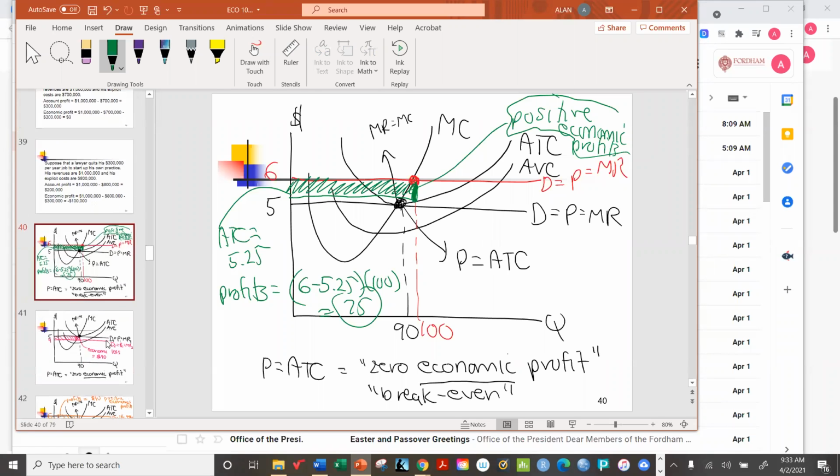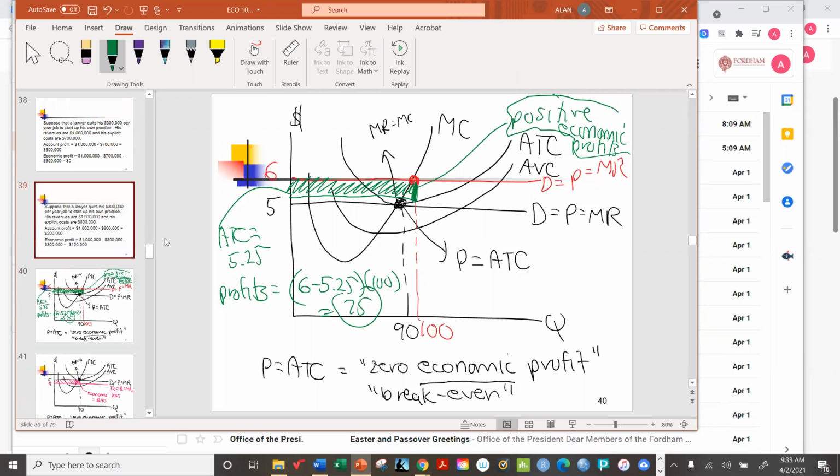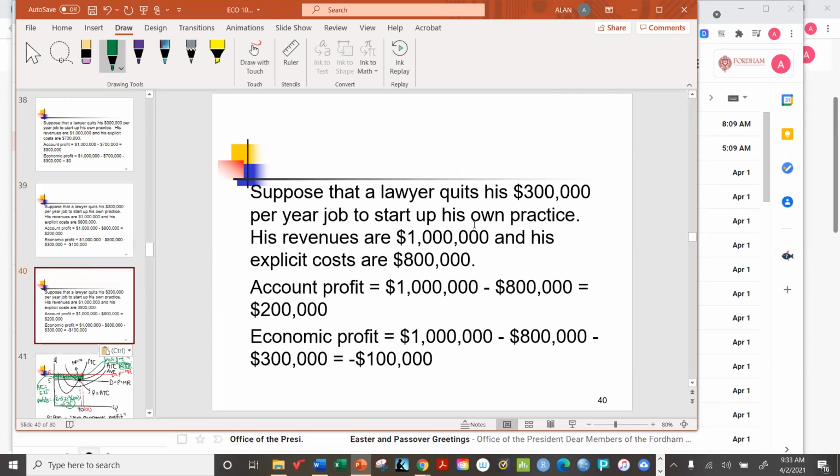So it would be like the lawyer suddenly finding himself, where's the lawyer example? Here it is. Let's try this as a third case of this lawyer example. This time, let's say his explicit costs are only $600,000, then his accounting profit is $400,000. And that means his economic profit is actually positive $100,000. So his accounting profit is $400,000, but his economic profit is $100,000.